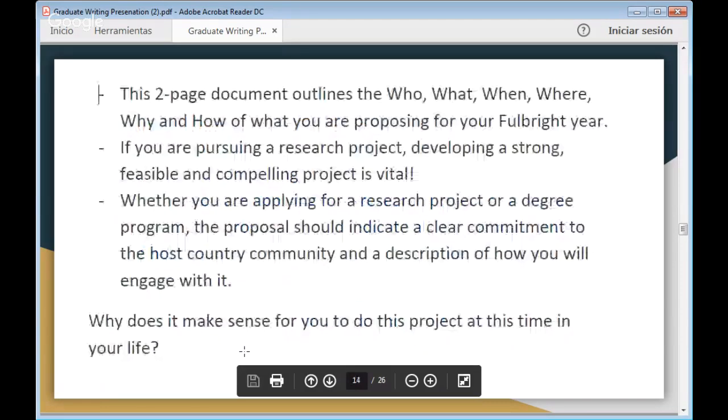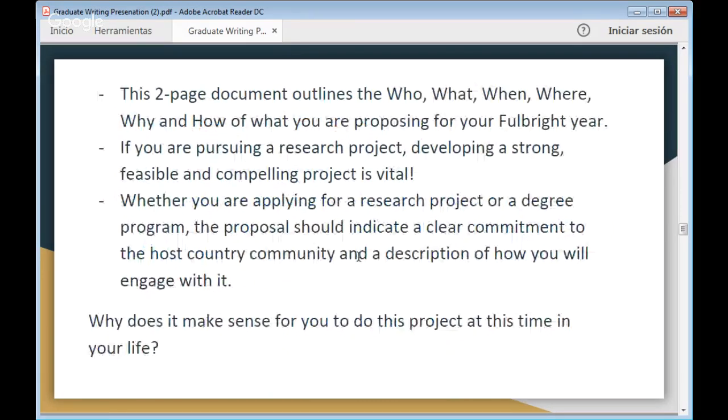Okay, so this 2-page document outlines the who, what, when, where, why, and how of what you're proposing. So this is in particular for your Fulbright. If you're applying for a Fulbright grant as well, I'll ask this of you in particular, but for all study research objectives, they're all going to follow the same layout. You'll want to make sure that you're developing a strong, feasible project, that the project you're proposing is something that can actually be done within the time span.